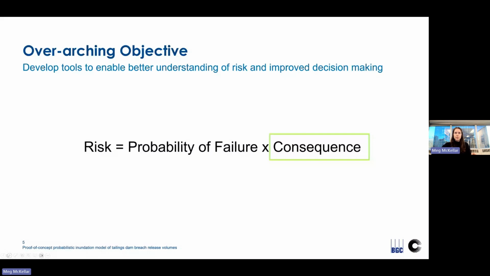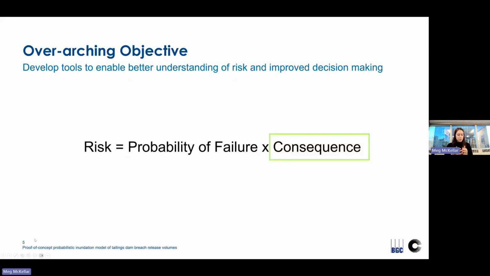So the standout variable when we really think about consequence is going to be the volume of material that is able to leave the facility. And so we could consider that while there's a probability of failure inside this risk equation, there's also a probable associated volume that could be given.